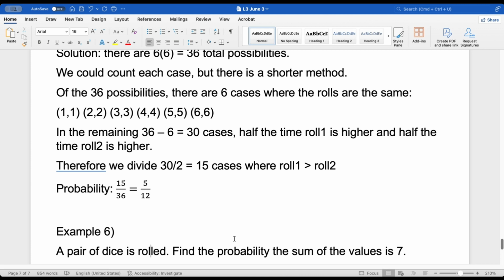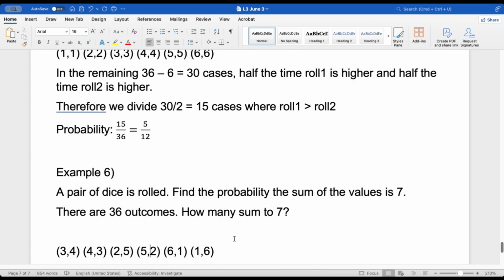Example 6, a pair of dice is rolled. Find the probability the sum of the values is 7. So there are 36 outcomes here because we have a pair of dice, 6 times 6, 36. Now, the possible sums actually only run from 2 through 12, and those are not equally likely. It turns out that 7 is actually the most likely sum that is possible here with a pair of dice that are fair. So, how many ways are there to achieve this sum of 7?